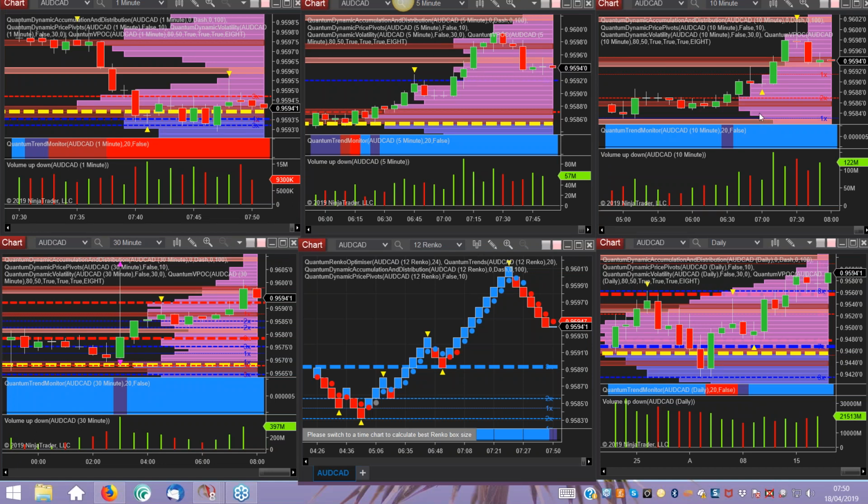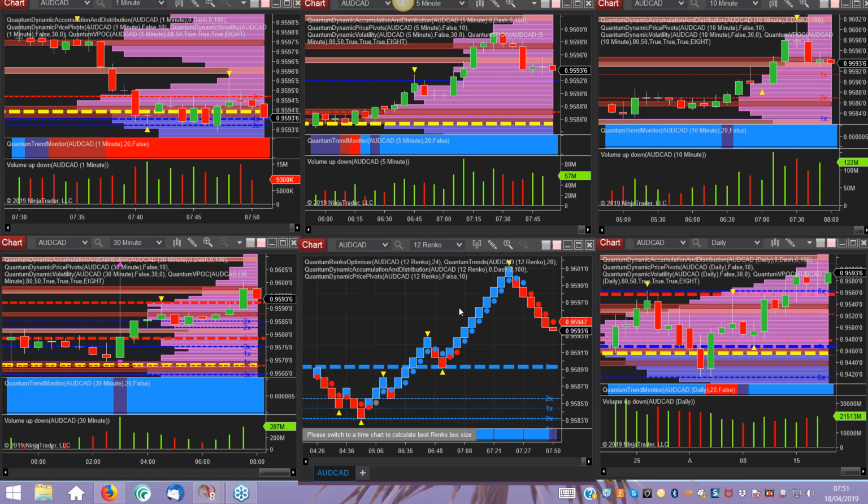Just switch screens. You should be able to see mine now, hopefully. I've got NinjaTrader up. Just move the chat box out of the way. I'll slide that down there.